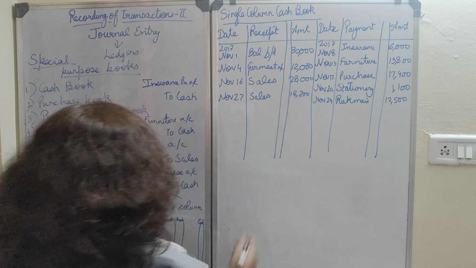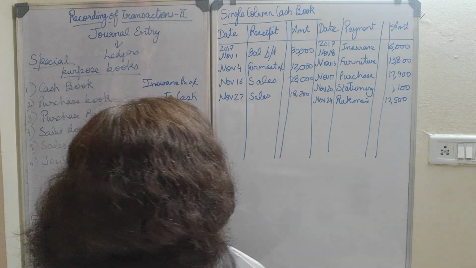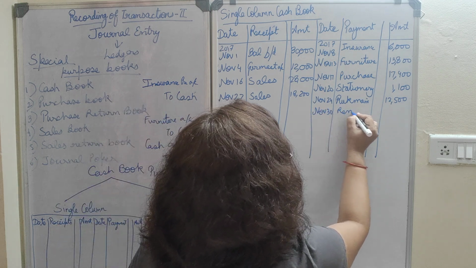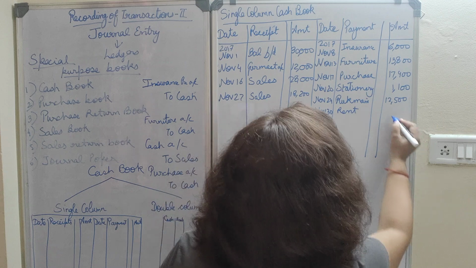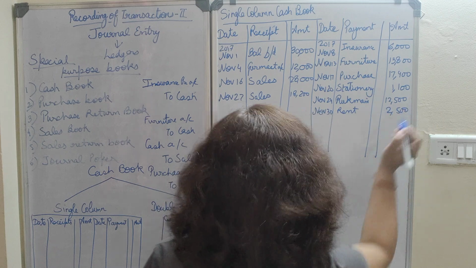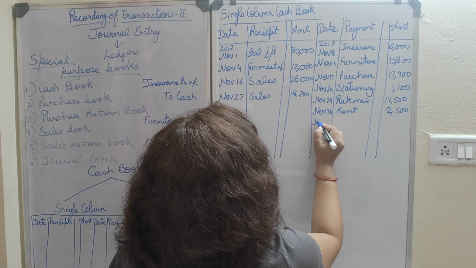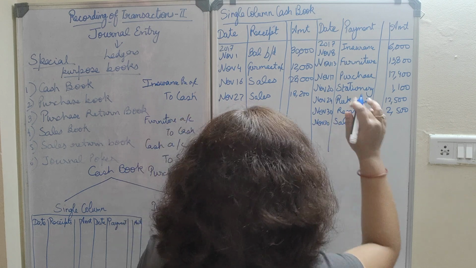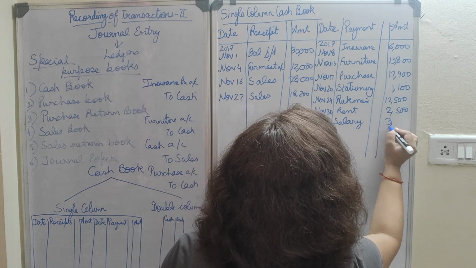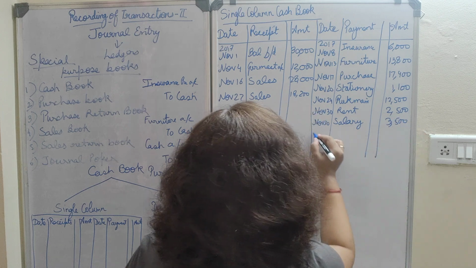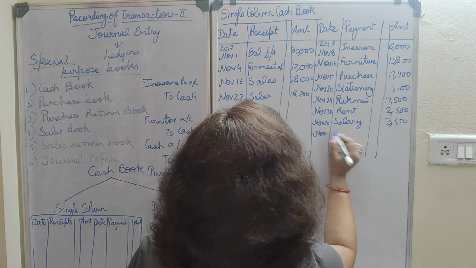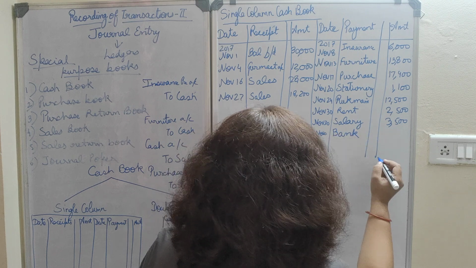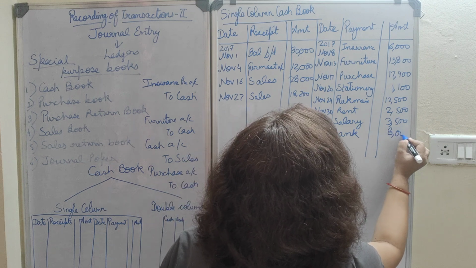Now paid monthly rent. So again rent is paid, rent account will be credited, 2500. Now paid salary, same date, salary. These all are other expenses, so they will come in the payment side, 3500. Next again deposited in bank. So bank account debit to cash it is, so bank account 8000.